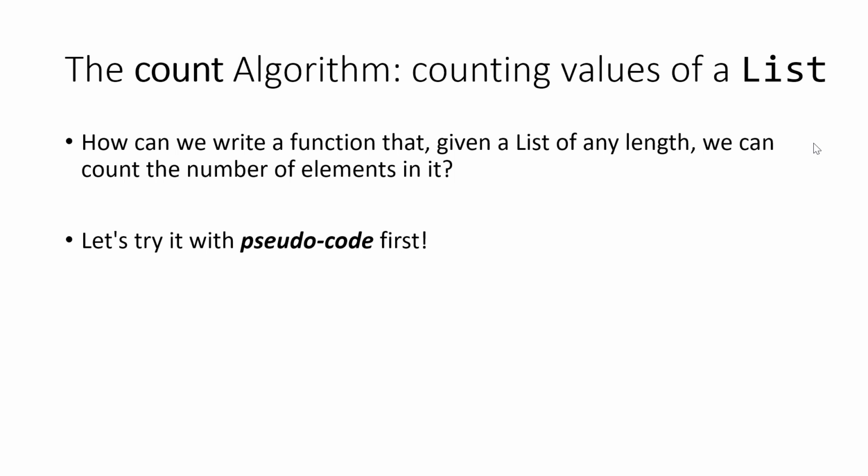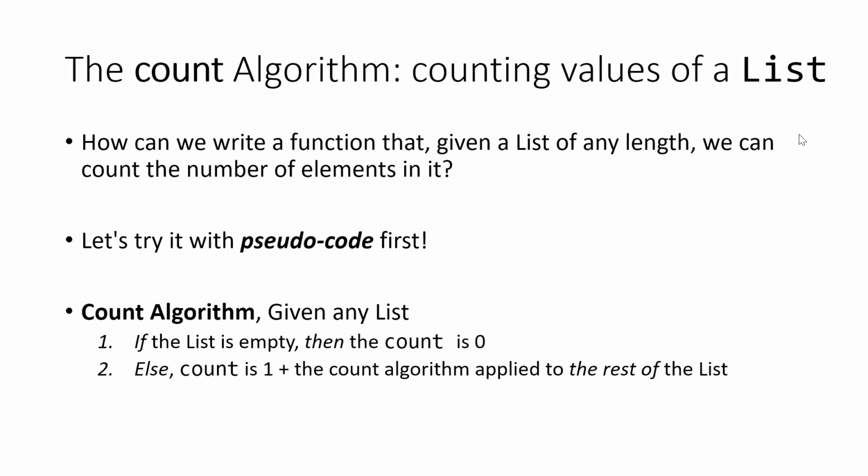Let's think through this in some pseudocode first and try to develop an intuition for the code we're about to write. So I propose this as a count algorithm. Given any list, if the list is empty, then the count will be 0. This makes sense. If there are no items in the list, the count should return 0. Otherwise, if the list is non-empty, count will return 1 plus this same algorithm applied to the rest of the list.